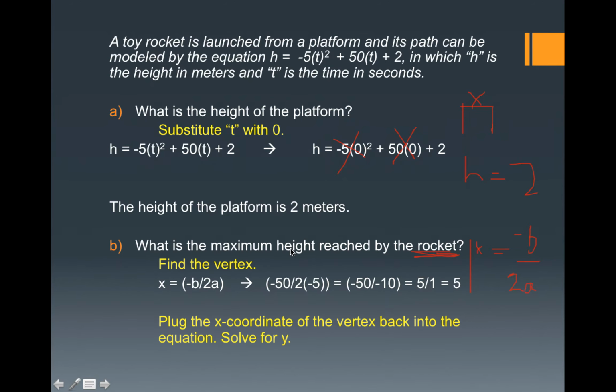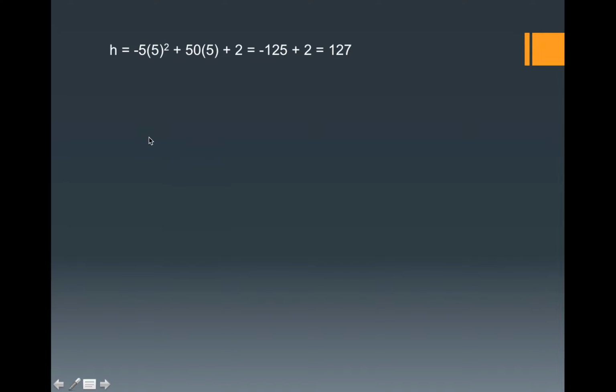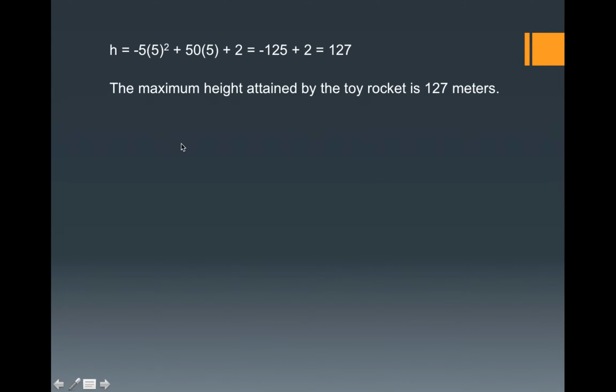So now that we know the x-coordinate of the vertex, all we have to do is plug the x-coordinate into the equation to solve for the y-coordinate. And if we plug it in right here, you can see that we eventually end up with h equals 127. So the maximum height attained by the rocket is 127 meters. And when will the rocket reach its maximum height? It is just the x-coordinate of the vertex that we just determined, so it'll be 5 seconds.